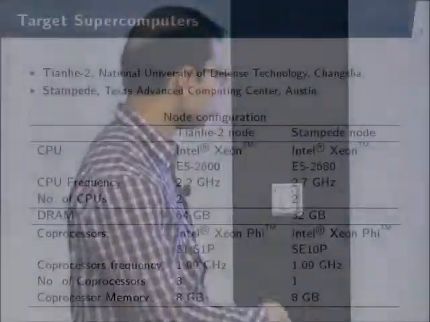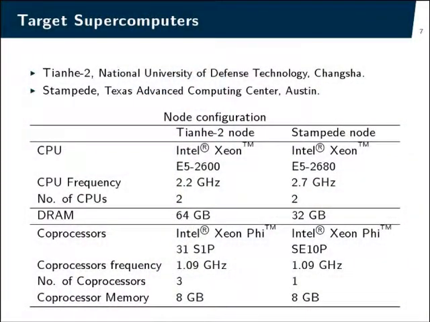I'll show you those. Like I said, we want to use massive parallelism to push the limits of T. So we have used these two machines, Tianhe-2 and Stampede. Tianhe-2 is the topmost supercomputer, the fastest supercomputer in the world right now. It has been there for almost 2 years now, in fact. Stampede is also another one among the top 10. And one other reason for using these is that they have Intel CPUs and Intel coprocessors.